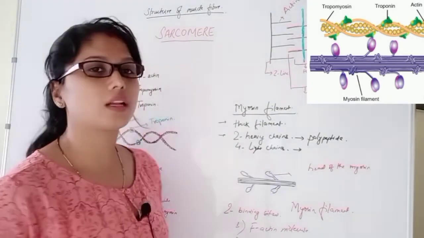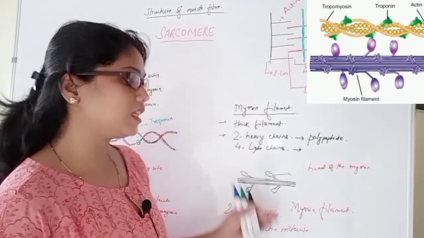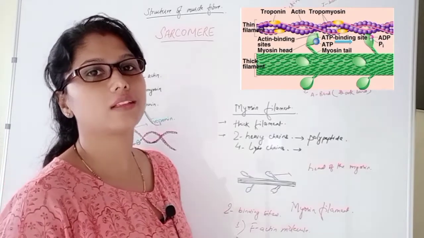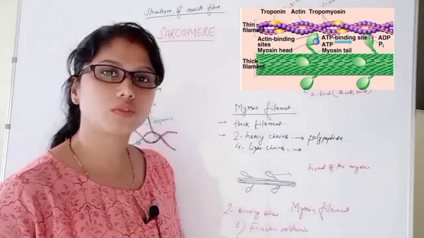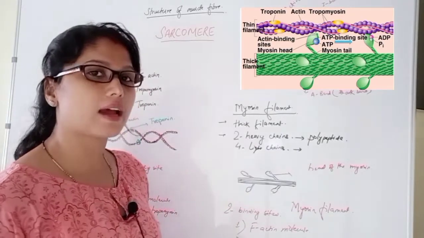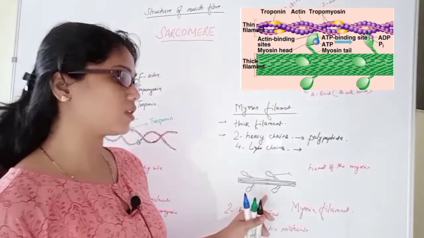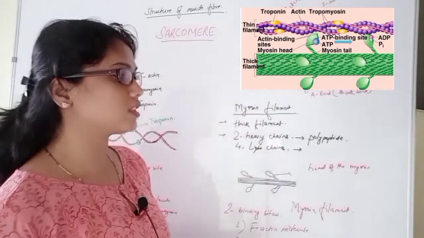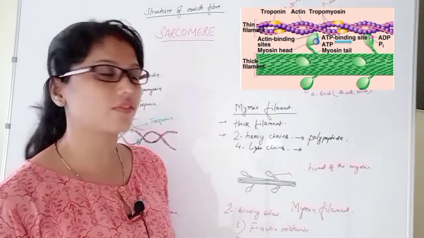For muscle contraction to happen, these myofibrils also require energy, right? So from where is this energy requirement fulfilled? Through ATP. This ATP molecule gets attached to the binding site present on the head of the myosin filament. So this is all about the myosin filament.